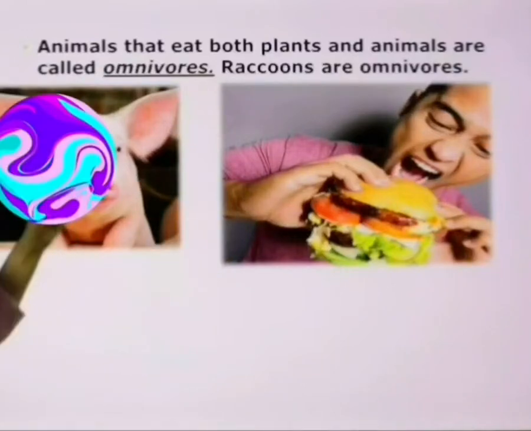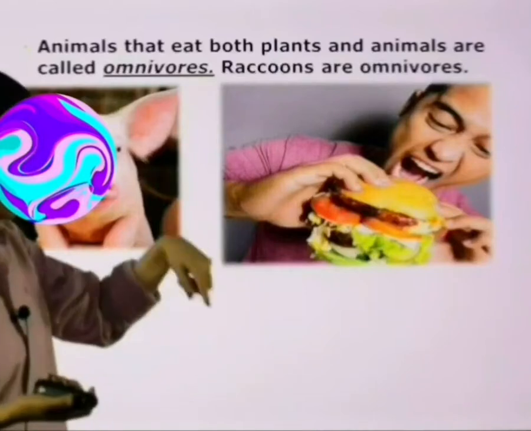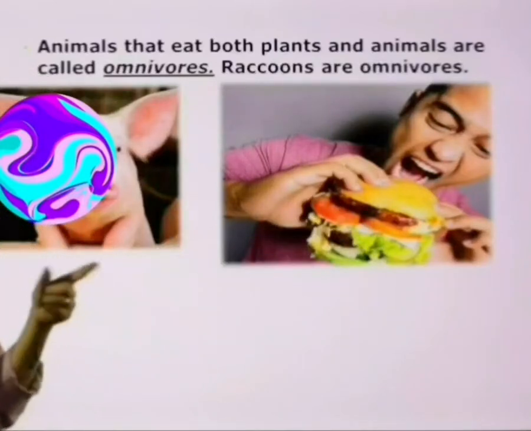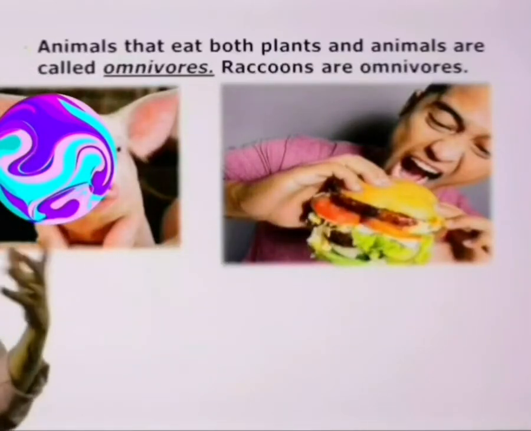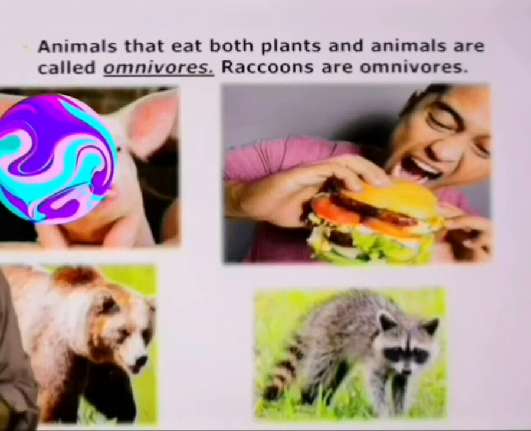People are omnivore. You can see this burger has vegetables, so plants, and meat. So we're both carnivore and herbivore, so we are omnivores. Bears are omnivore because they eat both, and so are raccoons.